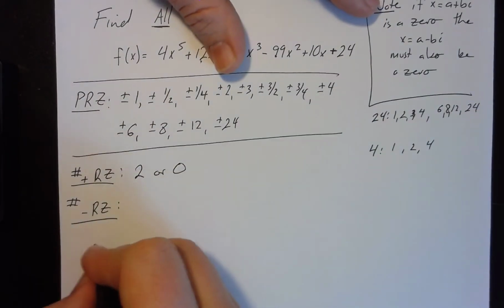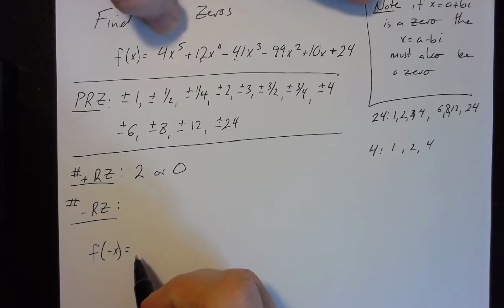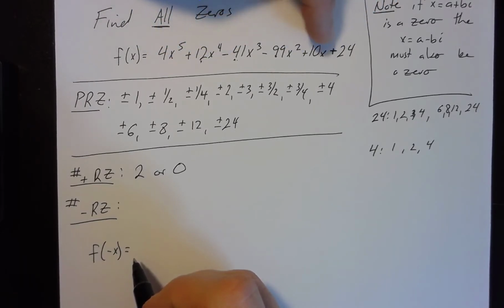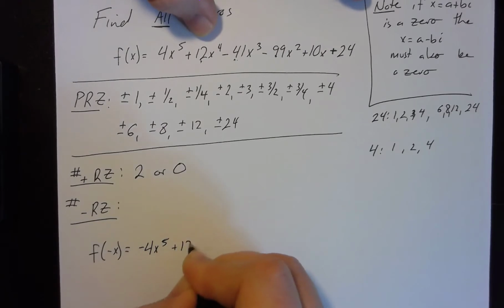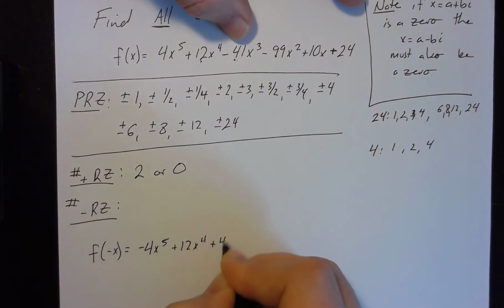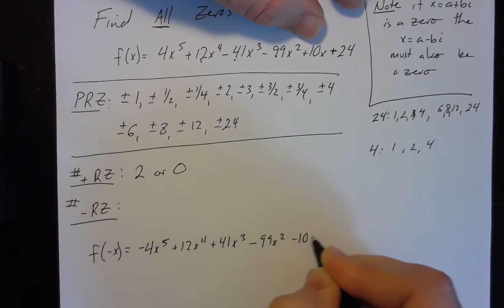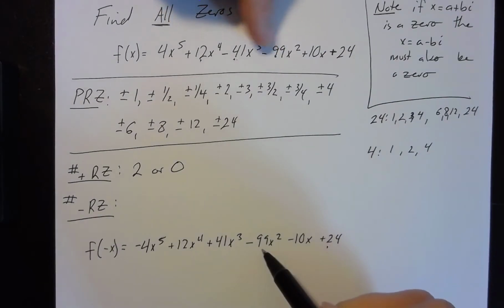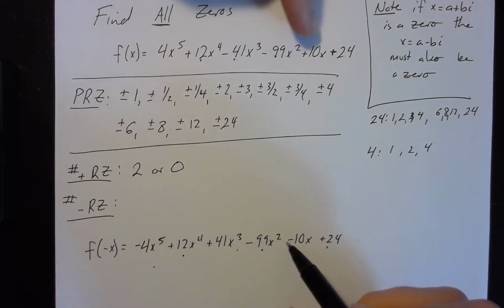Now, for the negative ones, remember, we have to find out what f of negative x is. Now, I'm going to be very, very lazy when it comes to evaluating this. I know that all of the even terms will remain the same sign, but all the odd terms will change. So I know there's going to be negative 4x to the 5th, plus 12x to the 4th, plus 41x cubed, minus 99x squared, minus 10x, plus 24. Again, one more time, all of the even powers will have the same sign they started with, but all the odd powers will change in sign from what they started with.